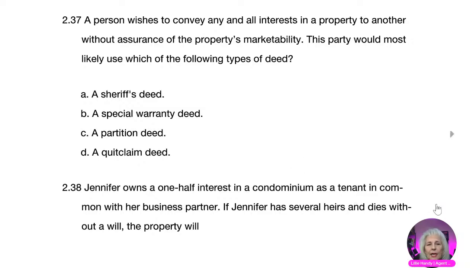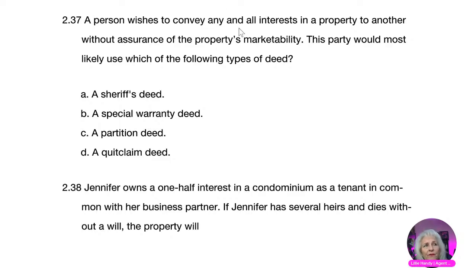Number 37. A person wishes to convey any and all interest in a property to another without assurance of the property's marketability. This party would most likely use which of the following types of deed? A, a sheriff's deed. B, a special warranty deed. C, a partition deed. Or D, a quitclaim deed. Do you know what all those types of deeds are?